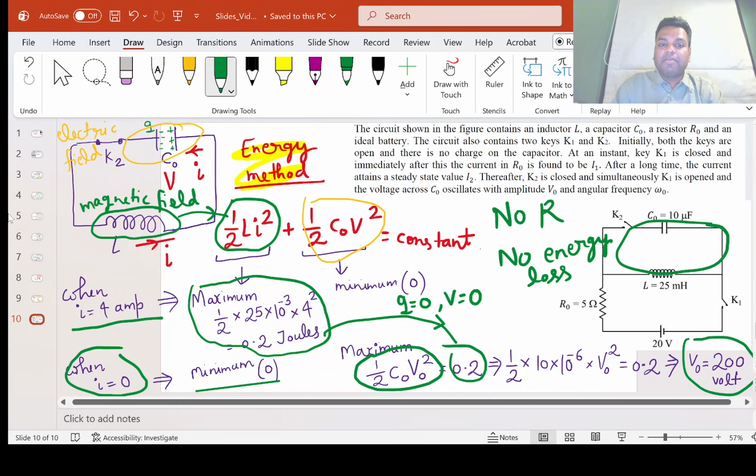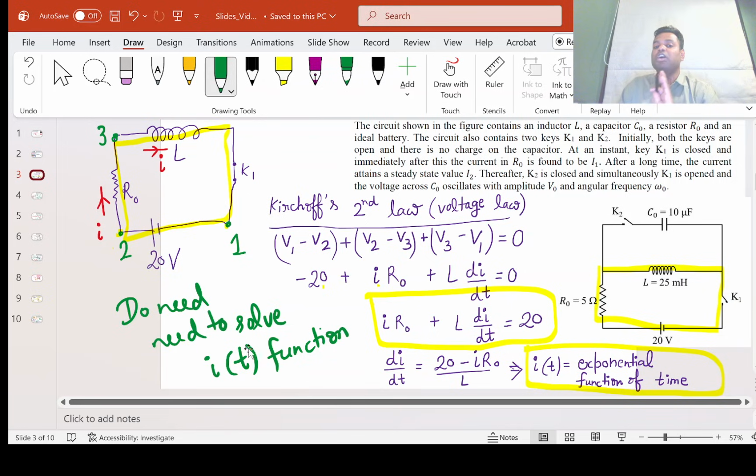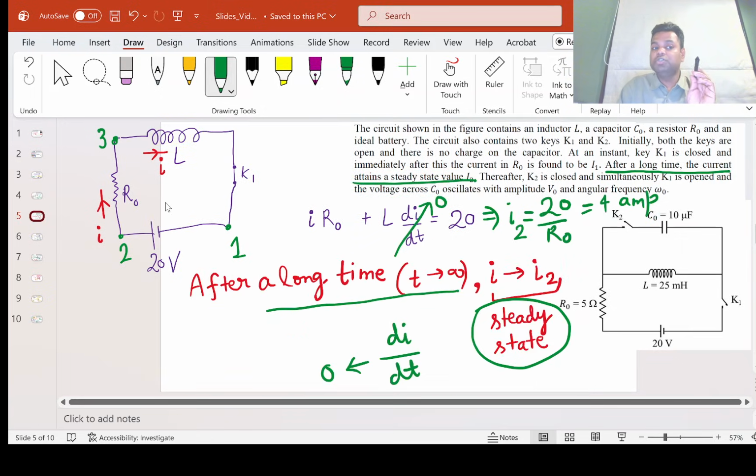So the takeaway message is, if you have this problem and you know how to use the energy method, you can solve it much faster than integrating the current to get the charge and then getting the voltage. And here you do not need to solve for the first part. You do not need to solve the I as a function of time. You can use logic, because you need to know I1 which is at time 0, and you need to know I2 which is steady state, and steady state is the keyword here.